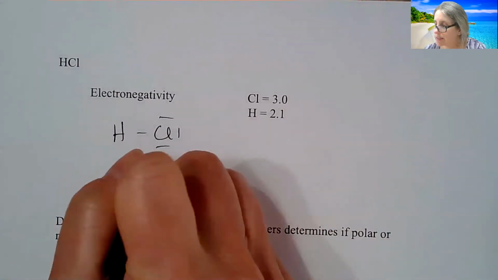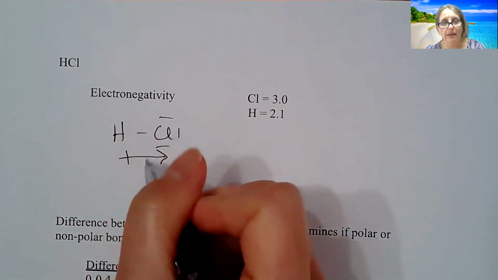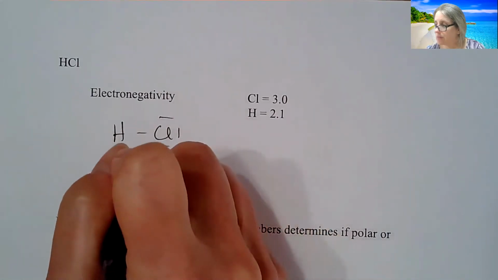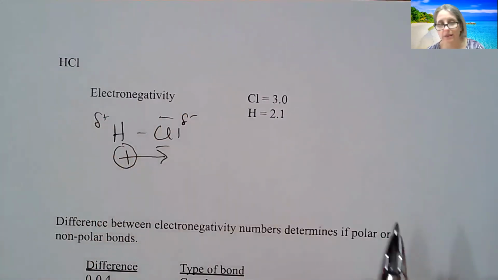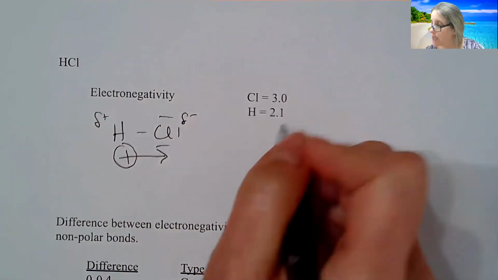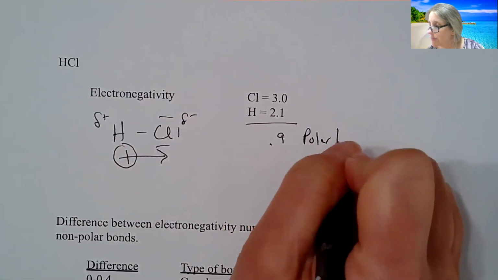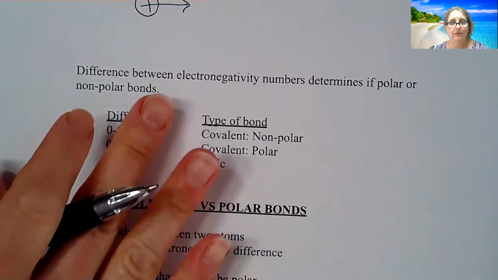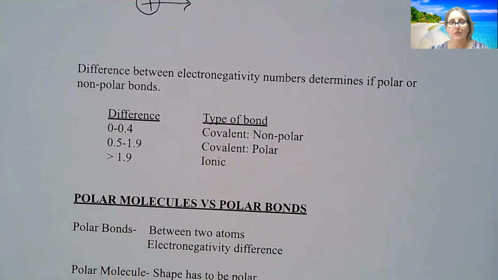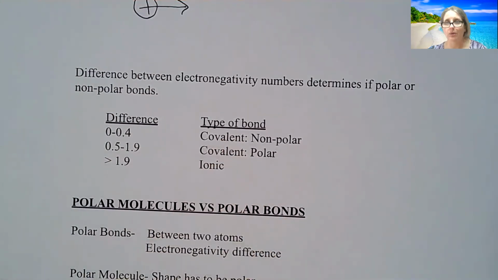So since chlorine has the bigger number, my dipole arrow is pointing towards the chlorine, okay? And again, this slash mark can be thought of as like a plus sign, since the hydrogen is slightly positive and the chlorine is slightly negative because the chlorine has pulled those electrons towards it. When you take the difference between the two as 0.9, you then determine if it's a polar bond or not, okay? So that is what I have in your notes here, and it is on the bottom of that table. So that's always going to be how we determine if the bond is polar or not.